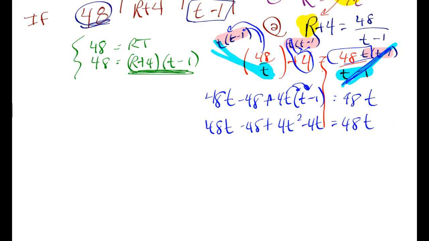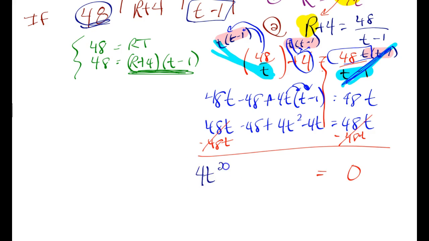I'm going to combine some like terms. Actually, if I subtract off 48t from both sides, looks like I can set it equal to 0, so forget about combining like terms. The only thing I have left is, I'll reorganize this. It's 4t squared minus 4t, which is this term, minus the 48. Oh, and it looks like I can divide through by 4.